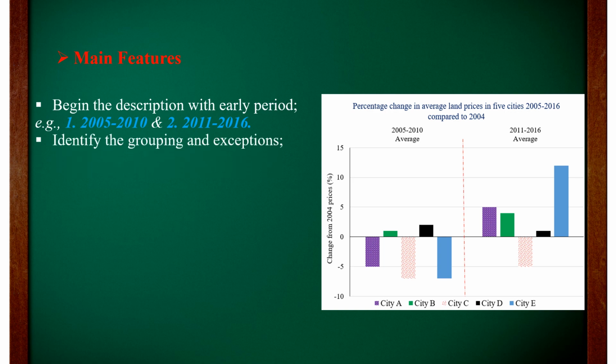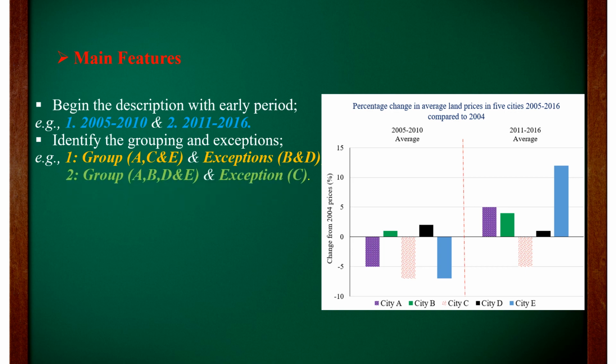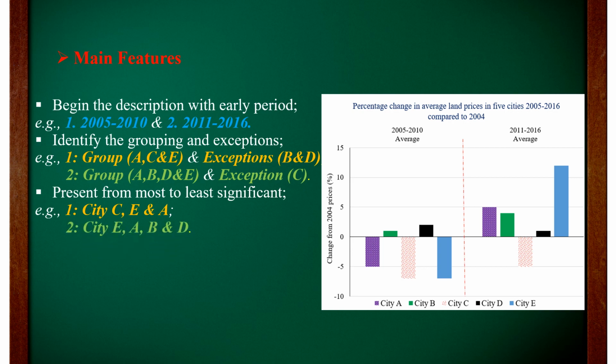In the exercise, in the 2005 to 2010 period, the grouping is city A, C, and E, and the exceptions are city B and D. In the 2011 to 2013 period, the grouping is city A, B, D, and E, and the exception is city C. Then in each period, you should present the grouping from most to least significant, in order. In the exercise, in the first period, you should describe city C, E, and A in order. In the second period, you should describe city E, A, B, and D in order.